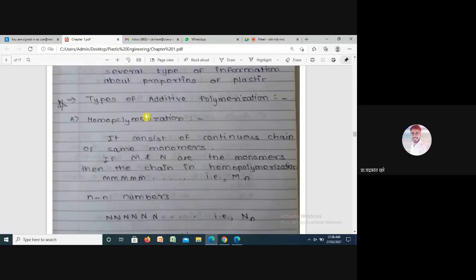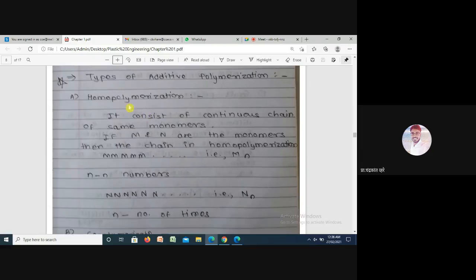Once again, we'll repeat. You have written it. What is homopolymerization? It consists of a continuous chain of the same monomer. Okay. So we will take a quick look back within 1 minute. Initially, we covered the meaning of polymerization. After that, we covered a monomer. After that, we covered a polymer.